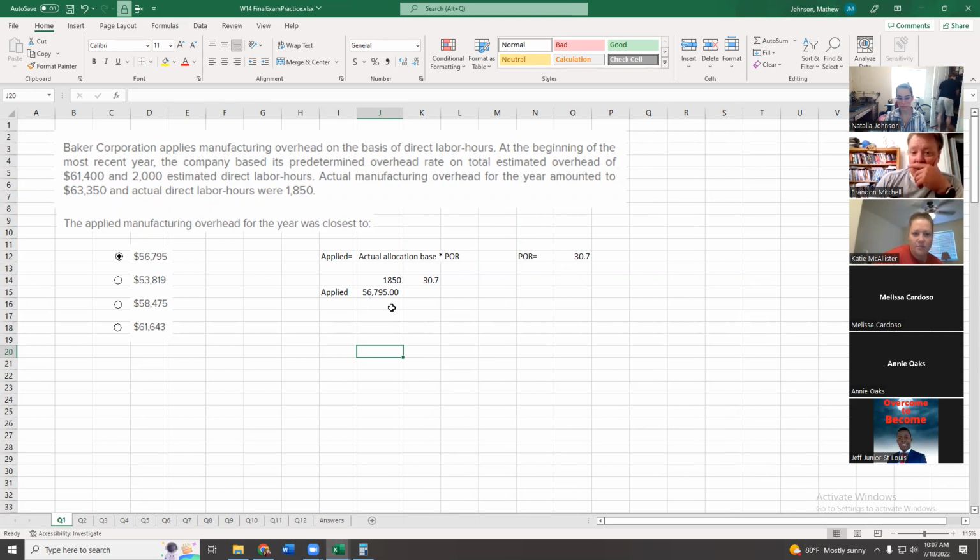Is it under? Yeah, it's under. Why? Because they actually spent 63,350. So it was more than what they budgeted. Yeah, good job.